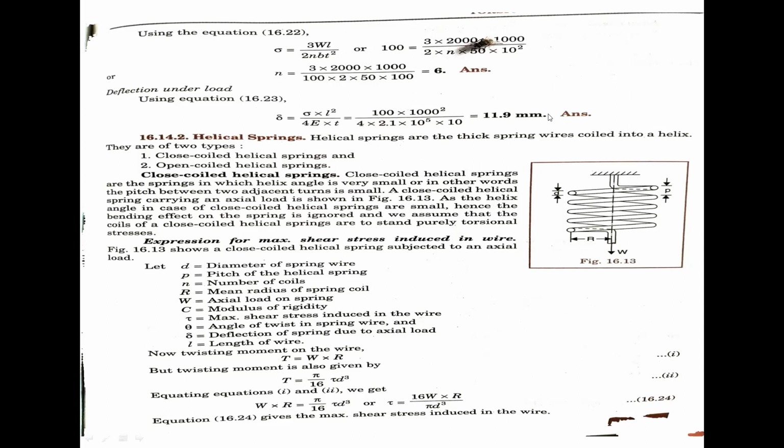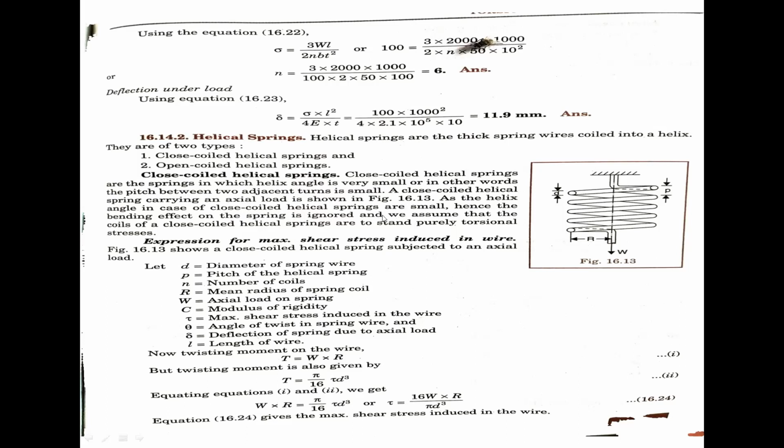See the diagram first. Now see this P, the diameter of the spring, the radius capital R, and the load W. First type, closed coiled helical springs: these are the springs in which the helix angle is very small, or in other words, the pitch between two adjacent turns is small. A closed coil helical spring carrying an axial load is shown in the figure. This is the axial load.